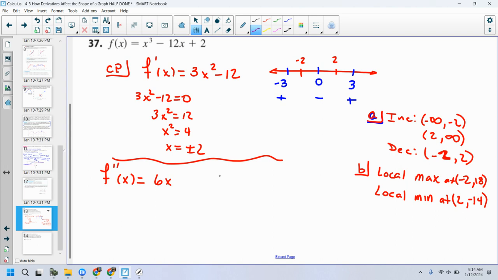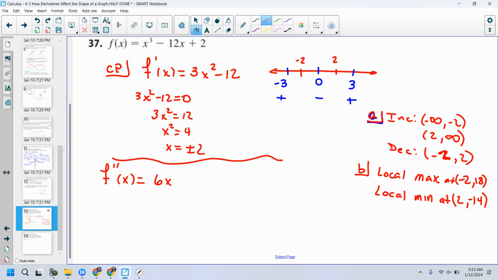As a side note, what is f double prime of -2? -12, right? That means it's concave downward at -2, which means it's got to be a maximum at -2. What's at +2? +12, right? Which means if it's positive, it's got to be concave upward, which means there's got to be a minimum point down there. Local minimum at +2. That's what the second derivative test does. Okay. However, I digress. I go back.